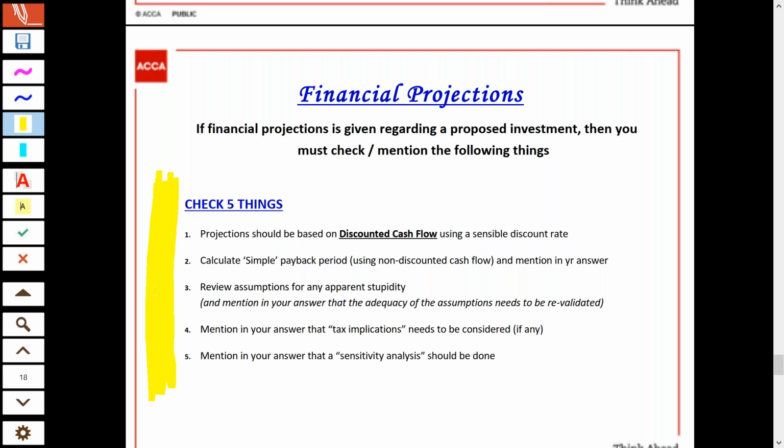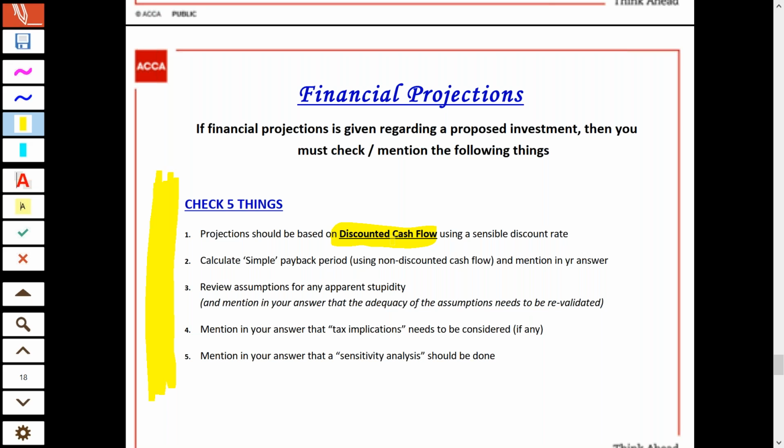you will see whether the projections are based on discounted cash flows using a sensible discount rate. So for any multi-year proposal, multi-year means more than 1 year, 3 years, 5 years, 7 years. If the projection talks about multiple years, it has to be based on discounted cash flow approach using a sensible discount rate. In case the projection given to you in the exhibit is not based on discounted cash flow, that will be your first comment in the answer, that the projection should be based on discounted cash flow using a reasonable discount rate.